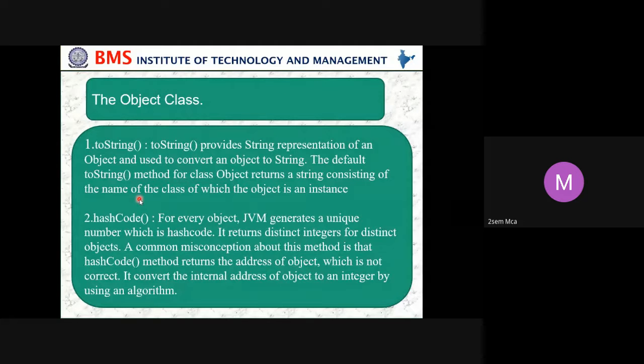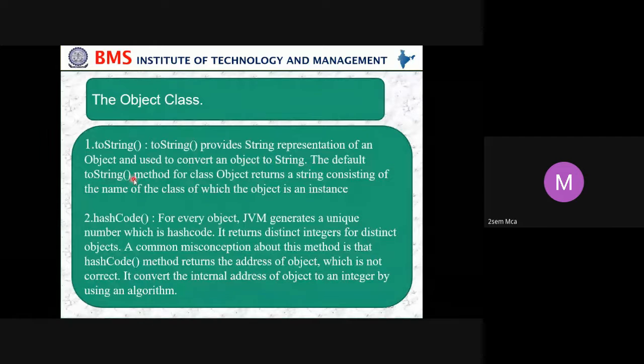So the final topic in this part is the Object class. So what is the Object class? The first one we have seen already is toString. What is this toString built-in method doing? It provides a string representation of an object and is used to convert an object to a string. We have an object, and we are converting it to a string.